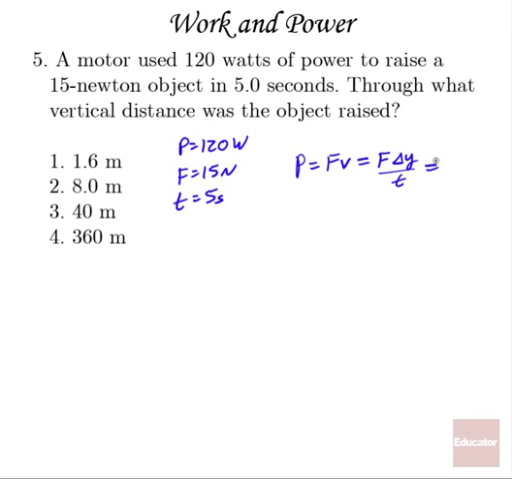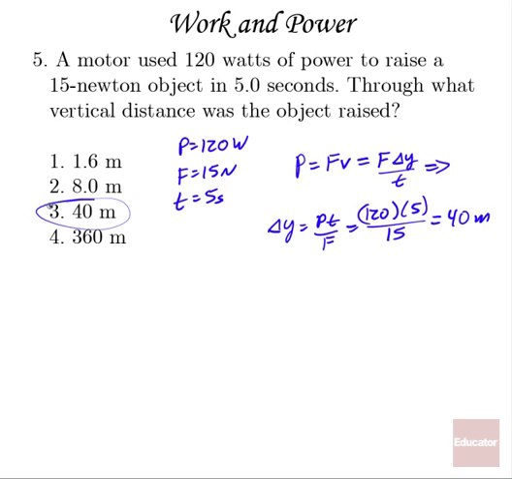And we want to solve for the displacement delta y, so I would say delta y is power times time divided by force, which is going to be 120 watts times our time of 5 seconds divided by our force of 15 newtons. So that's going to be 600 divided by 15, or 40 meters. Answer number 3.